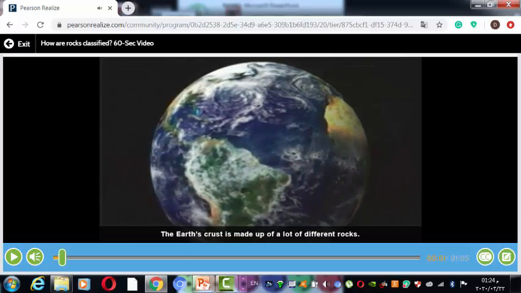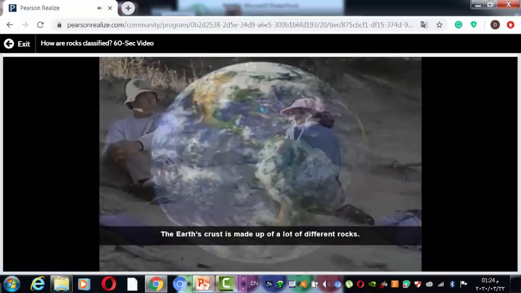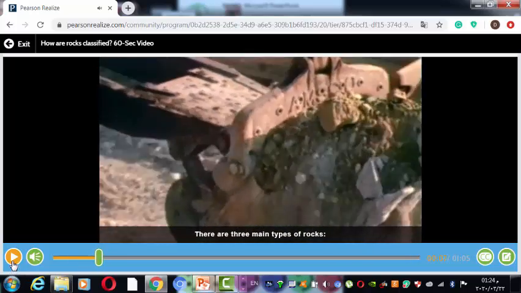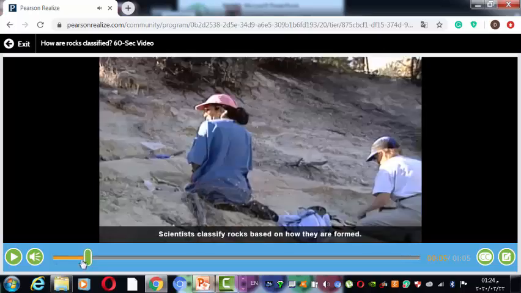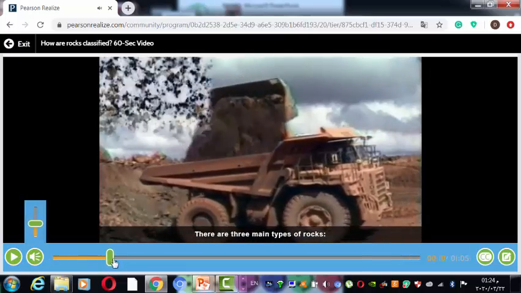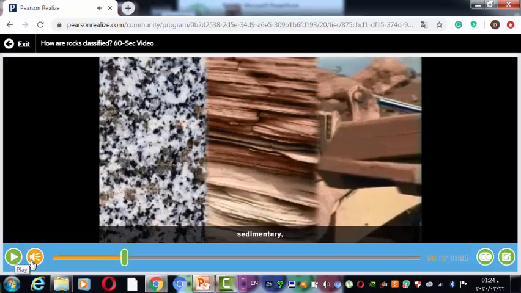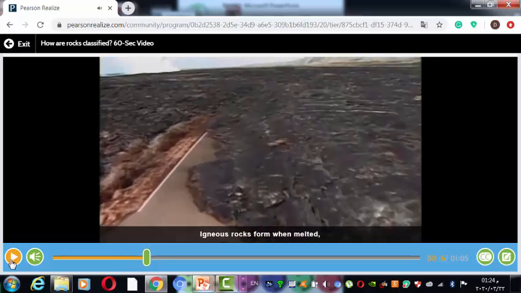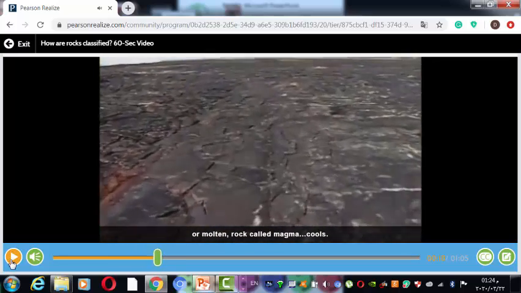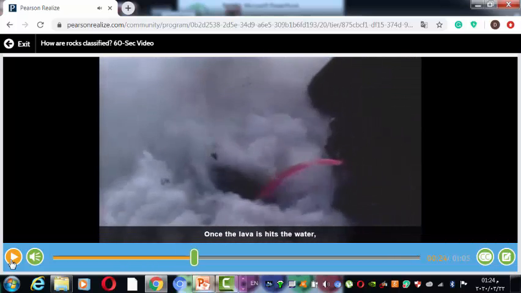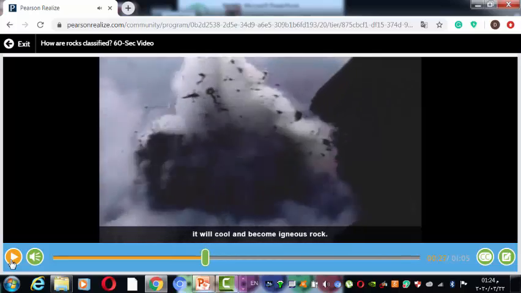The Earth's crust is made up of a lot of different rocks. Scientists classify rocks based on how they are formed. There are three main types of rocks: igneous, sedimentary, and metamorphic. Igneous rocks form when melted or molten rock, called magma, cools. An example of magma is lava flowing from this volcano. Once the lava hits the water, it will cool and become igneous rock.